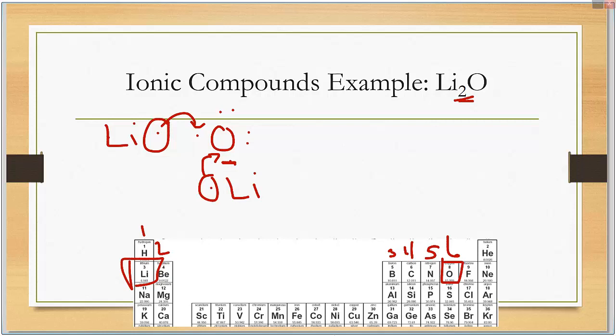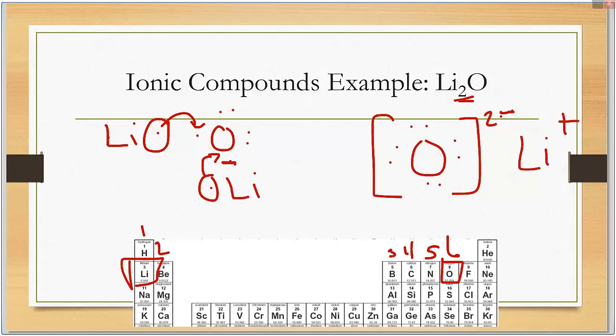So therefore, let's put oxygen in the middle this time. Now that lithium's donated its electrons, oxygen has a full octet, but it has a -2 charge. Then lithium comes around after donating its electron, and it has a +1 now. And that's how you do Lewis dot structures of ionic compounds.